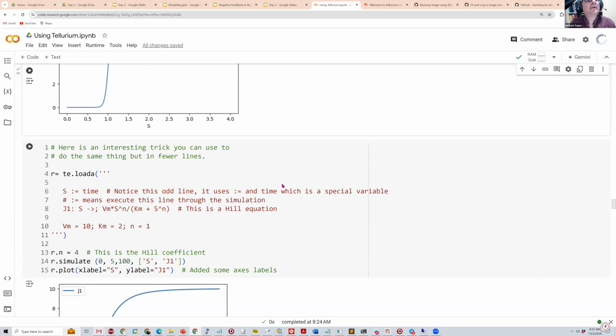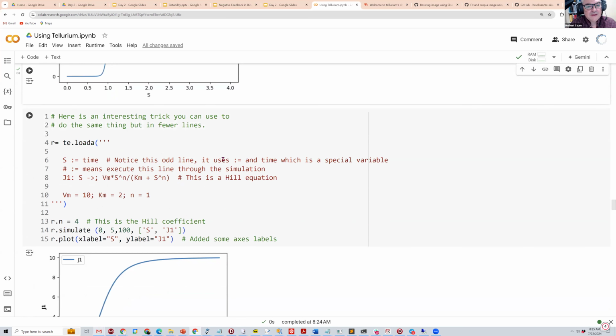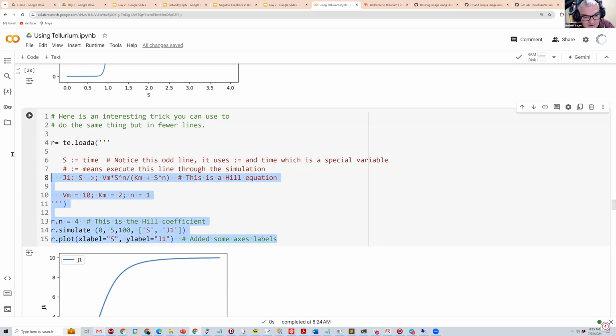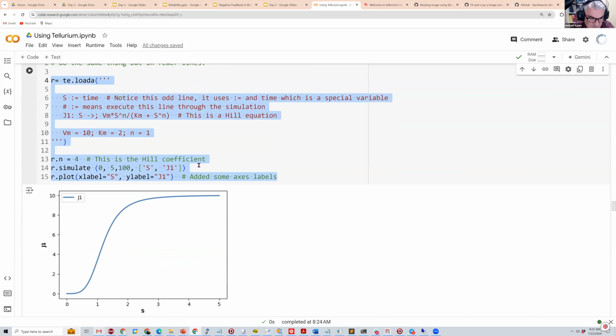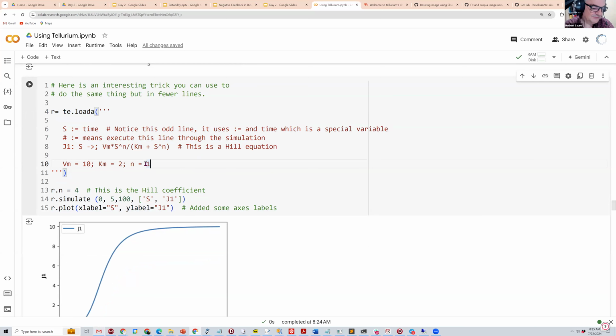Now, somebody, I don't know who, came up with this trick. It's a quicker way of doing it, fewer lines, but it might take a little bit to understand. This does the same thing as the one above, and it gives me the same plot. We're sort of abusing Tellurium here in some way, because if you think about it, when we do a simulation, time moves forward. Well, we could use that as our X variable, although it's time. And that's what we're doing here.